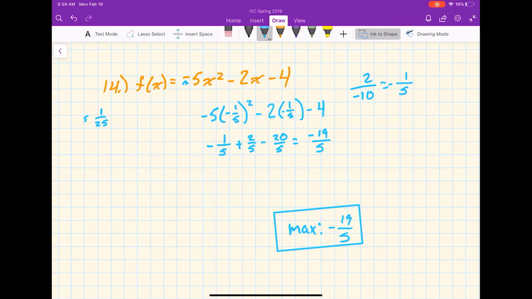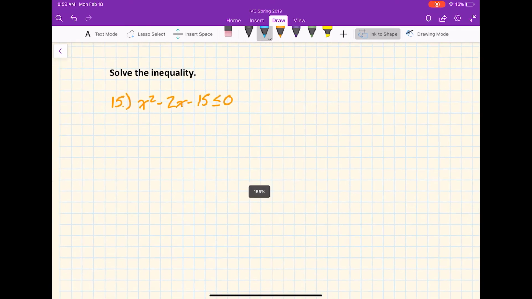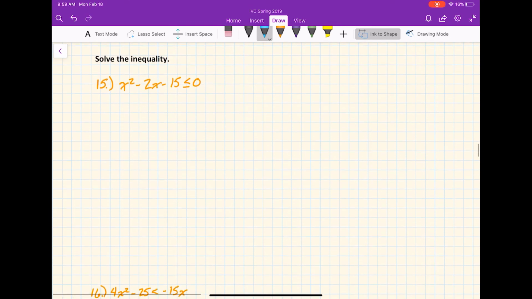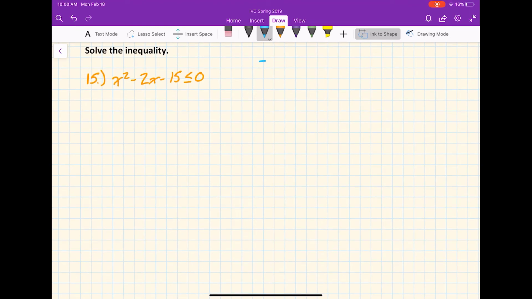All right, so now I'm going to move on to number 15. Solve the inequalities. All right, so x squared minus 2x minus 15. We're going to have to use our quadratic equation here.